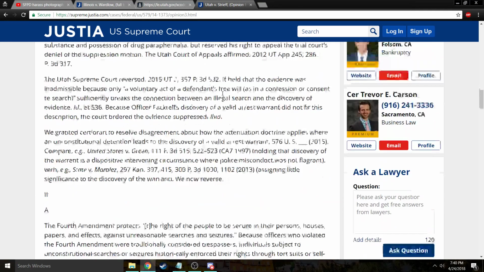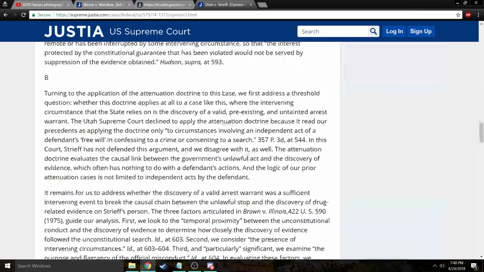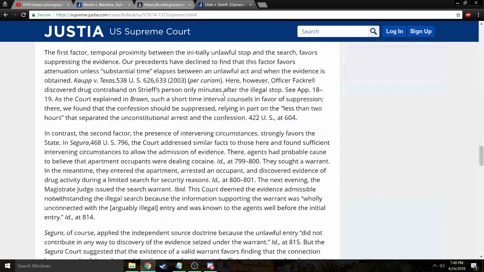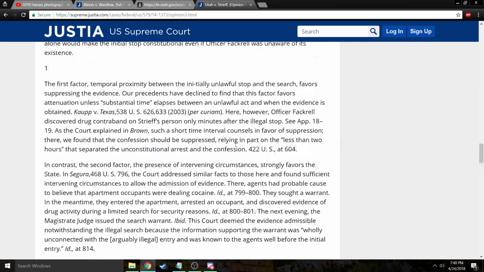Well, so the court went through the attenuation doctrine in here, and there's three factors. The first factor is the temporal proximity. It's how close in time the Fourth Amendment violation is to when they actually find the evidence that the defense wants to suppress. In this case, it was about a minute. So that favored the defendant.